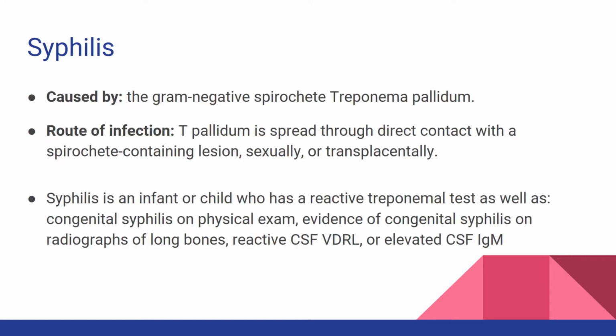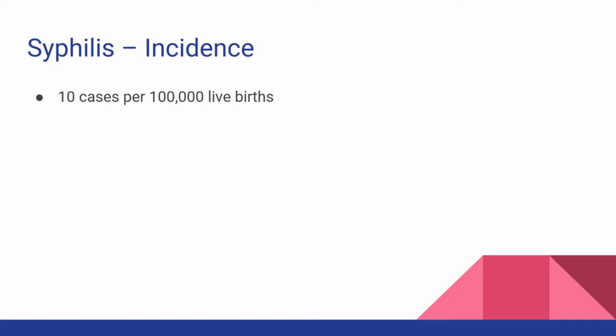So now we're going to move on to a different TORCH infection, so that's going to be syphilis. Syphilis is caused by the gram-negative spirochete, Treponema pallidum. Route of infection is spread through direct contact with a spirochete-containing lesion, sexually or transplacentally. Syphilis in an infant or child who has a treponemal test. You can end up looking for congenital syphilis on physical exam, evidence on radiographs of long bones, reactive CSF VDRL, or elevated CSF IgM. Incidence is about 10 cases per 100,000 live births.